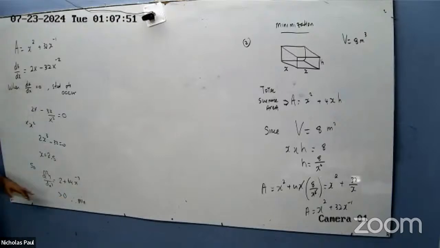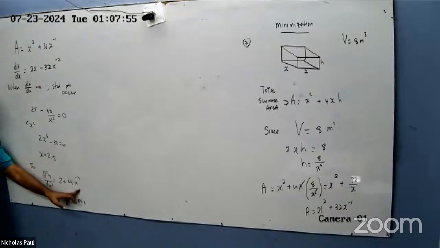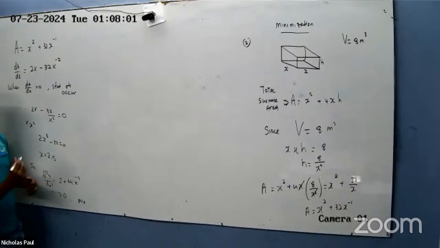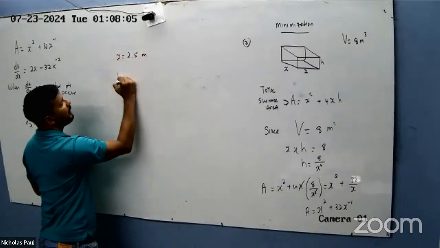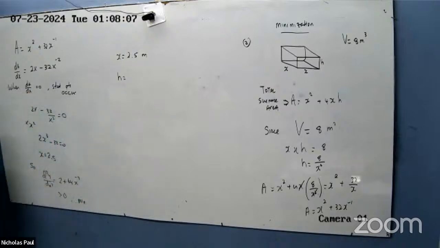Right? What did I do? I differentiate again and then I just plug in this value to make sure it's minimum. Okay? So we found the x value. So the x value is 2.5 meters. So what is the h value? What again, the h value, Caleb?